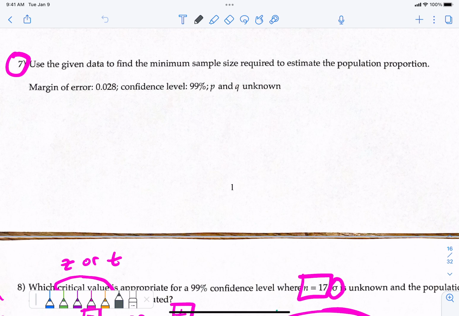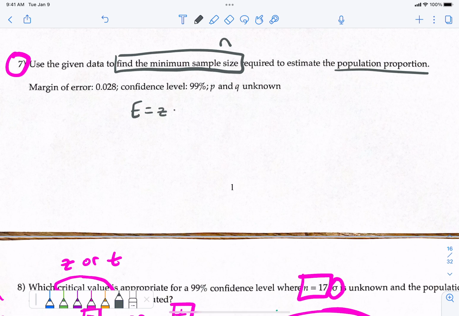Use the given data to find the minimum sample size. That means we're solving for what? N. That means we're solving for N. Used to estimate a population proportion. The error for population proportion is Z times the square root of, write this down, P hat, Q hat over N. And we're solving for N, which means we're working backwards. Z is 2.575.